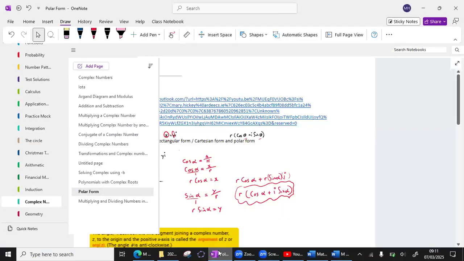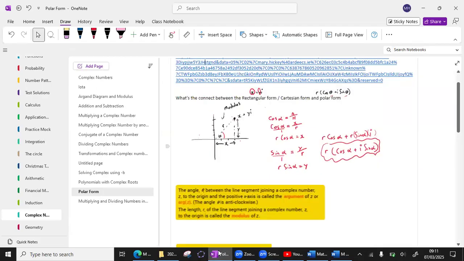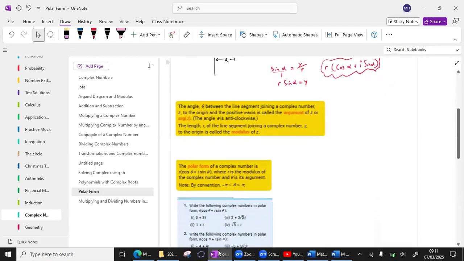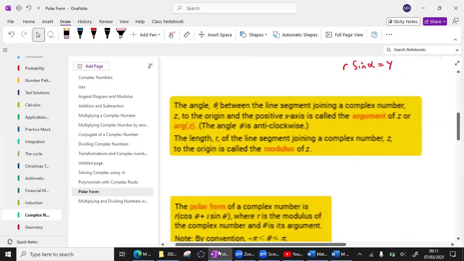Okay, so the next thing we need to be able to do is convert from Cartesian or rectangular form into polar form. I've clipped out the key sentences from your book here. The angle theta between the line segment joining a complex number z to the origin and the positive x-axis is called the argument of z, or sometimes for short, arg(z).